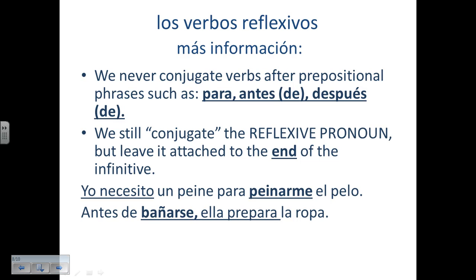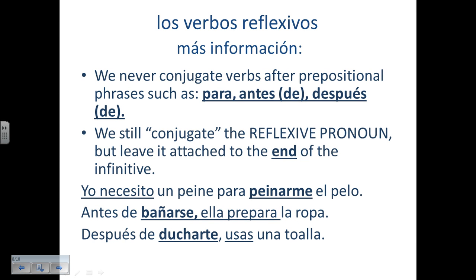Para, in order to. Antes de bañarse, ella prepara la ropa. So before she takes a bath, she gets her clothes ready. And then después de ducharte, usas una toalla. Right? So after you take a shower, you use a towel. So para, in order to, antes de, before, después de, after.